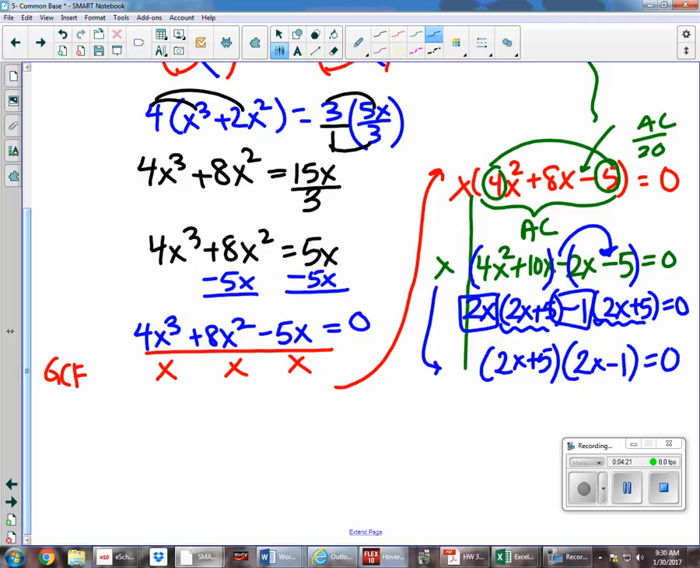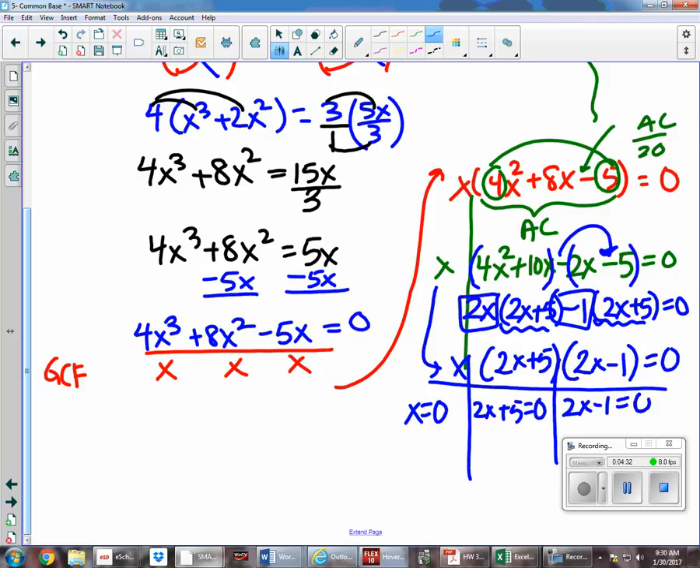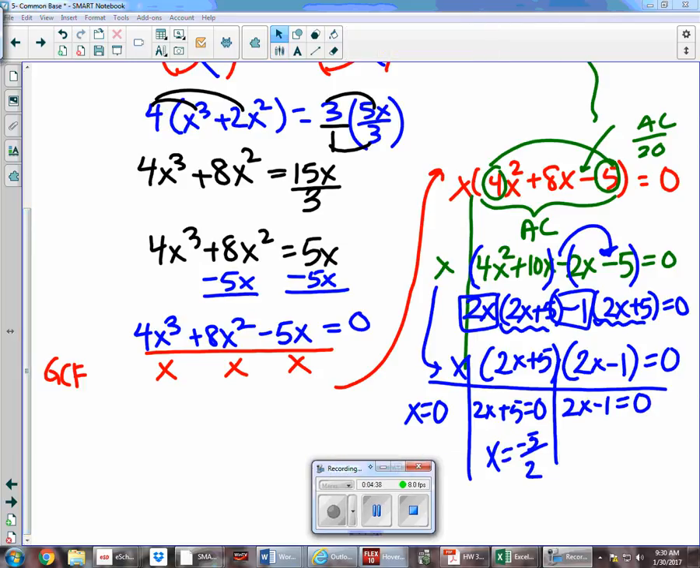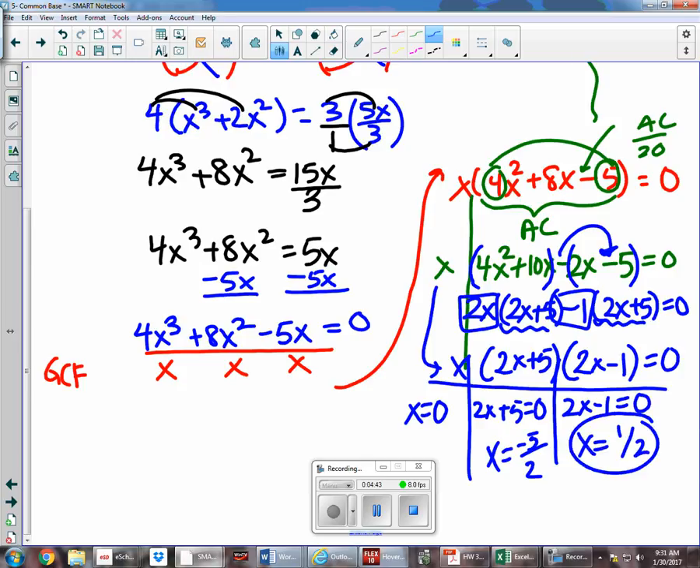Bringing down your x from before, you now have 3 terms. And if you solve, x equals 0, 2x plus 5 equals 0, and 2x minus 1 equals 0. If you solve this equation, you're going to get negative 5 halves. And if you solve this equation, you're going to get 1 half. So there are 3 solutions to this problem. That is a 6-pointer. It reviews everything exponents, all of your factoring, and lots of solving.